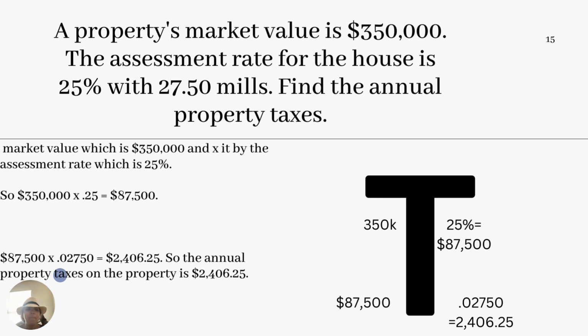So the annual property taxes of this property is going to be $2,406.25. It doesn't matter which way you did it. If you just did it out and saw it, that may work for you. For my T-chart people, if you had to go 350 times 25% equals that, take that times that equals that. That is what you're doing.